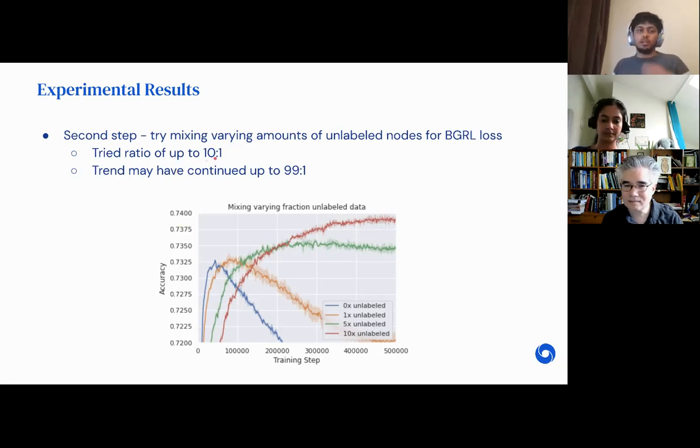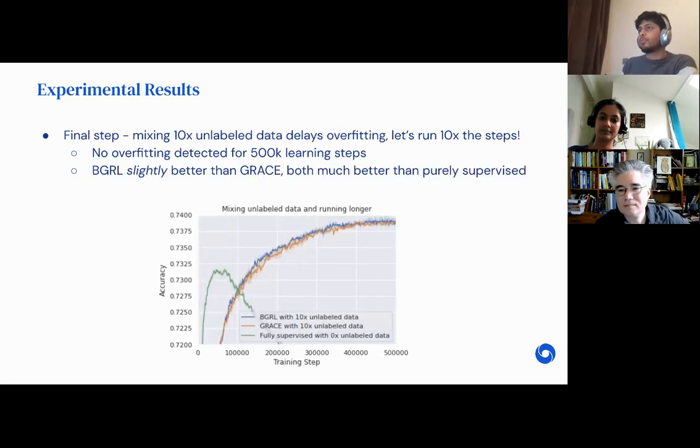And we tried only until a ratio of 10, because this was a competition and we were on a deadline. And the bigger ratio you use, the longer you have to train. But potentially the trend could have continued up to a ratio of 99, just to balance the labeled and unlabeled data. And I think that's quite exciting that this follows such an intuitive trend.